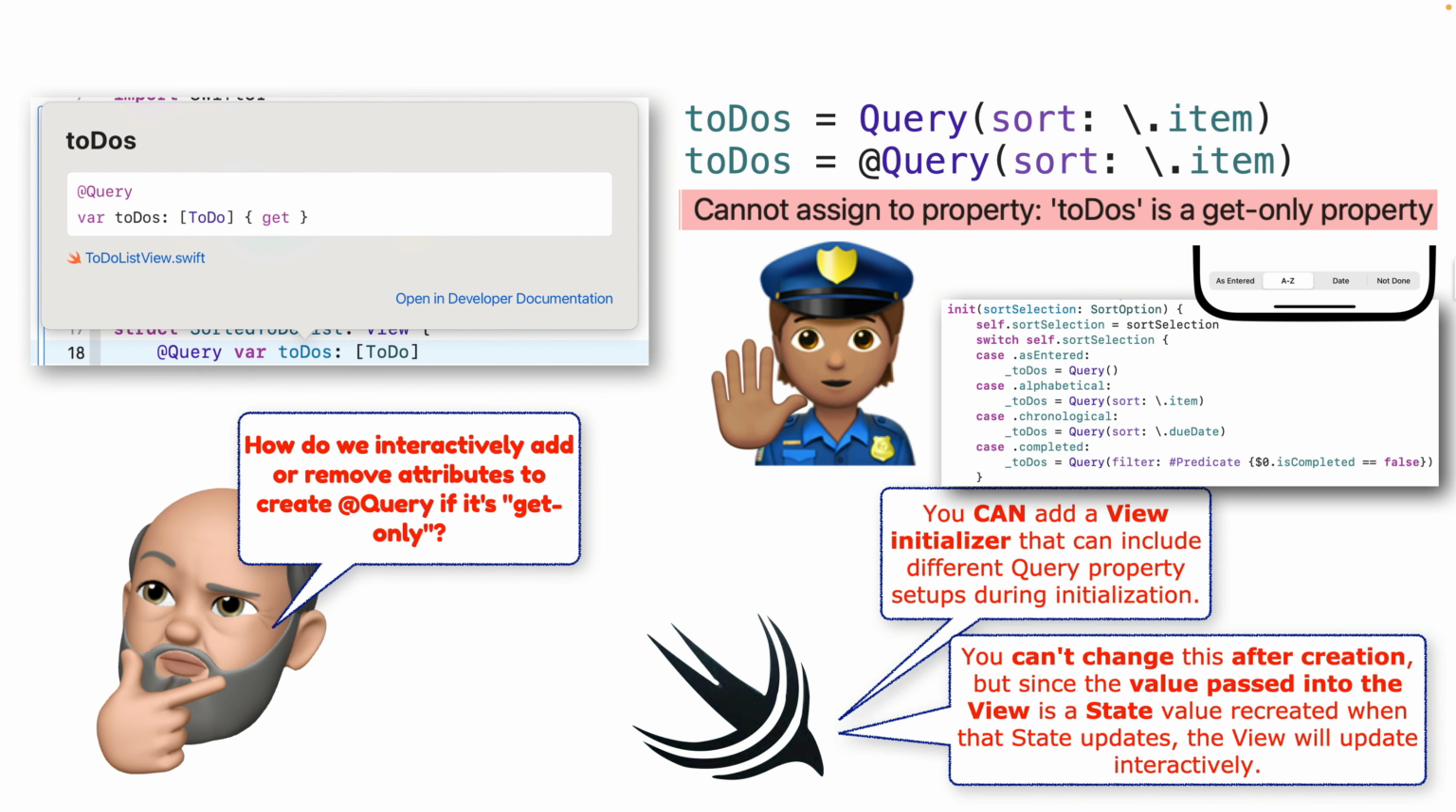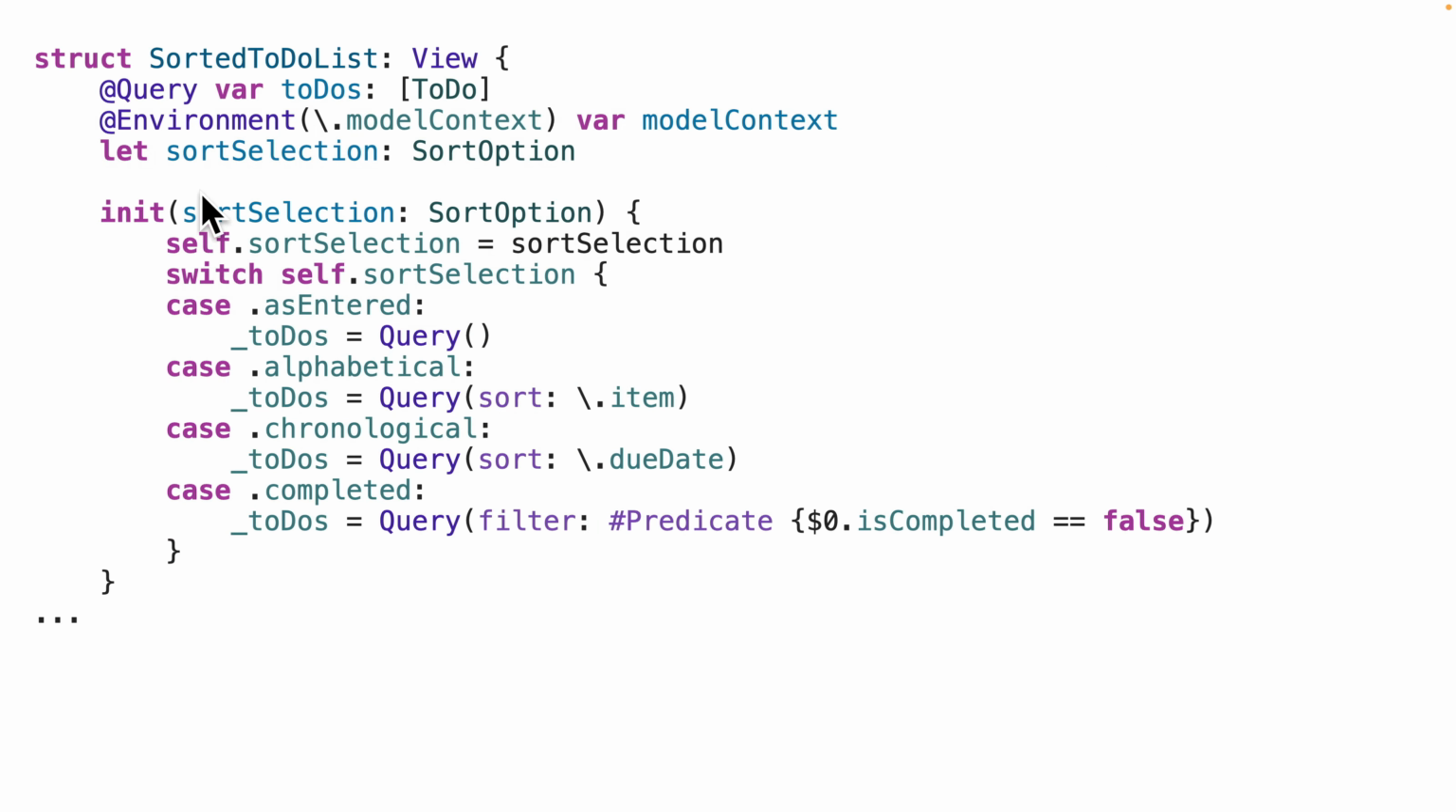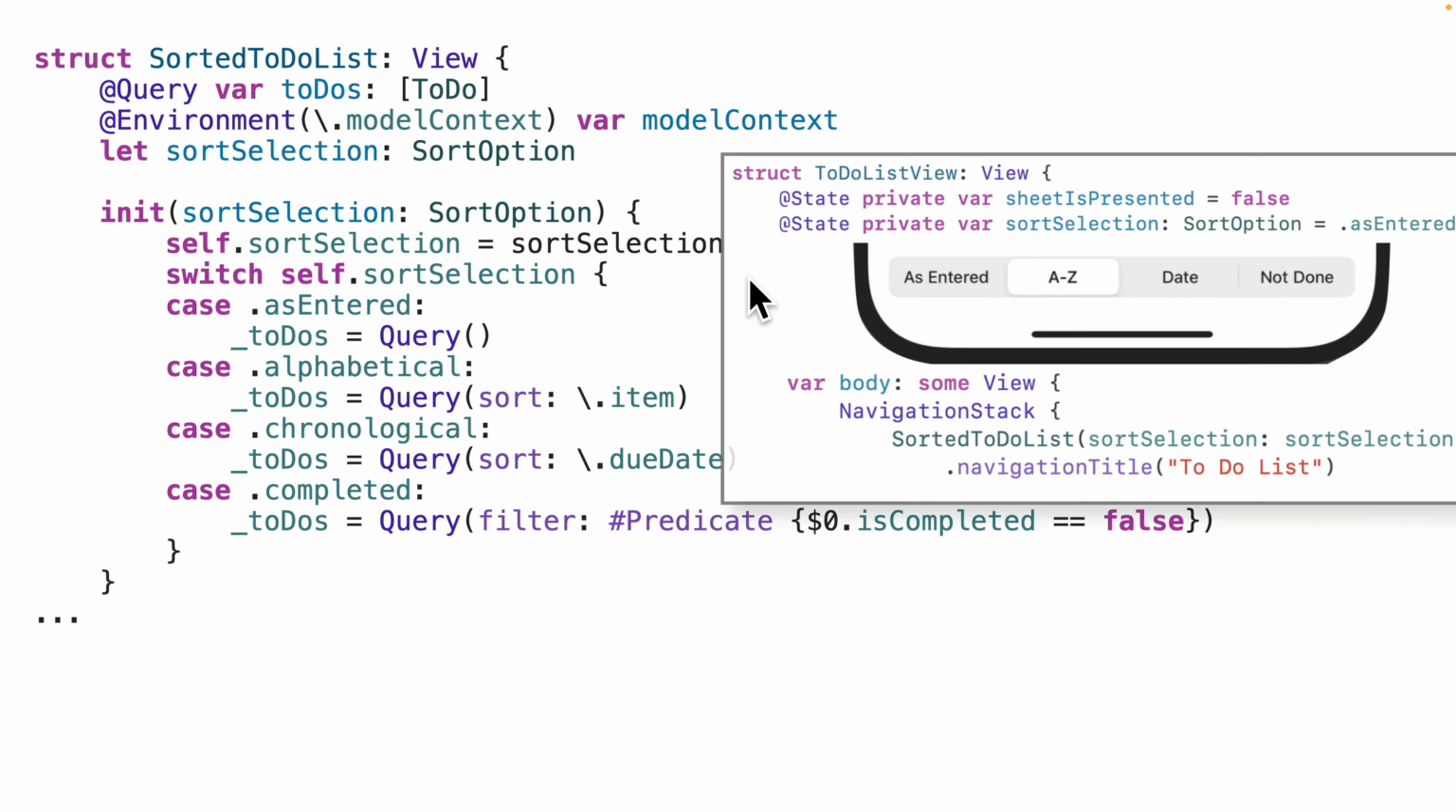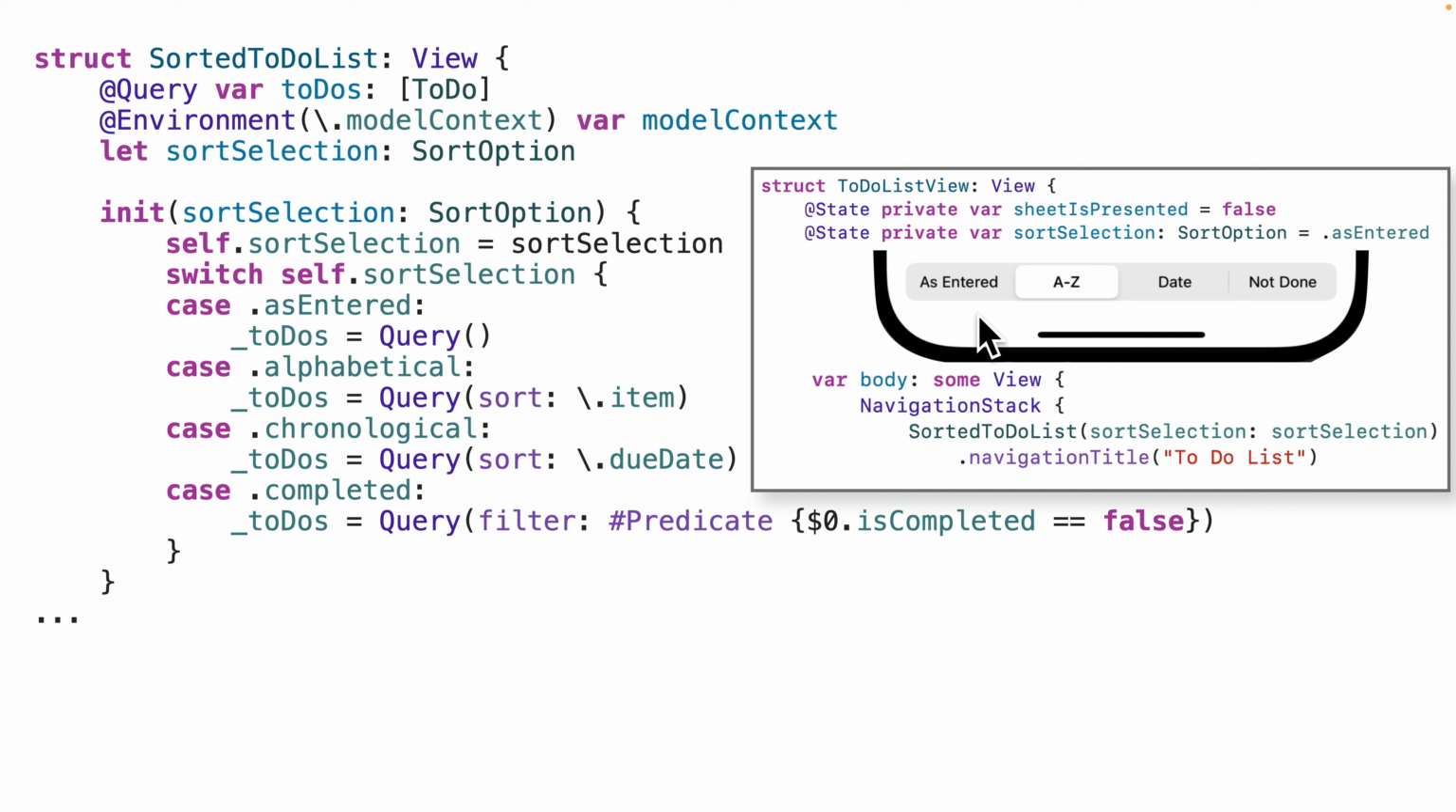Now, here's how we do this in code. So this here is the initializer that we're going to add to our sorted ToDo list view. Now it runs when this view is created or recreated, and this will happen anytime the sort selection is updated when we click on the picker view, since the sort selection is a state value. It's a state here, not here, but this view will be redrawn since this state value here is in the call to set up our sorted ToDo list in our navigation stack.